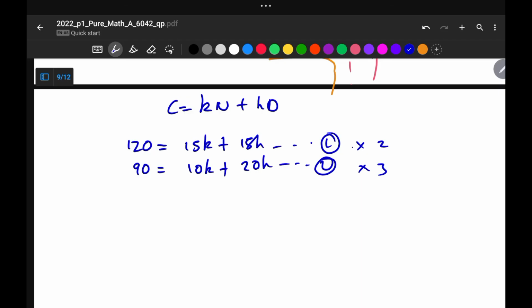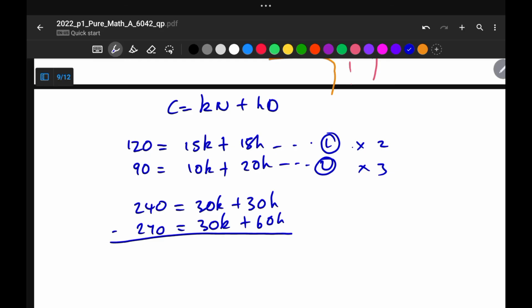So it is now 120 times 2, which is equal to 240, being equal to 30K plus 30H. And if we multiply 90 by 3, it gives us 270, being equal to 30K plus 60H. And let us subtract these two equations to say it is now 240 minus 270, which is equal to minus 30, being equal to 30H minus 60H, which gives us minus 30H. So H is equal to 1.